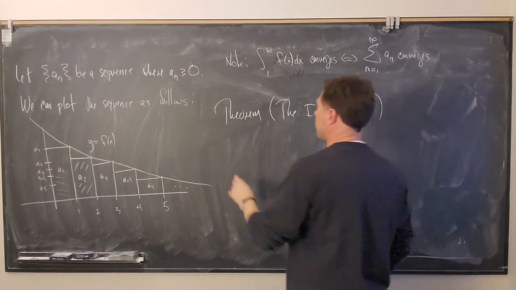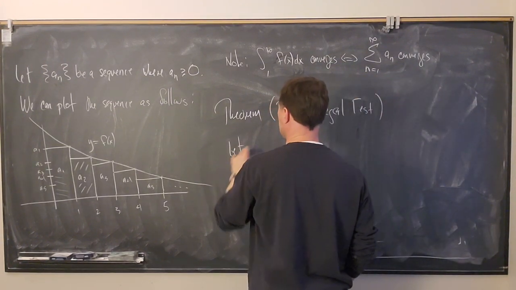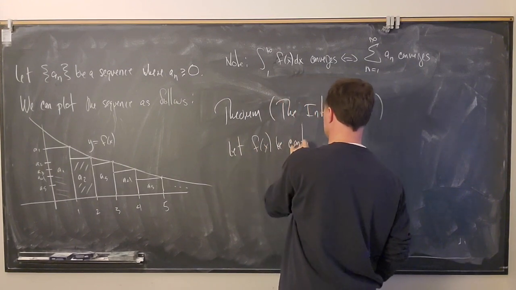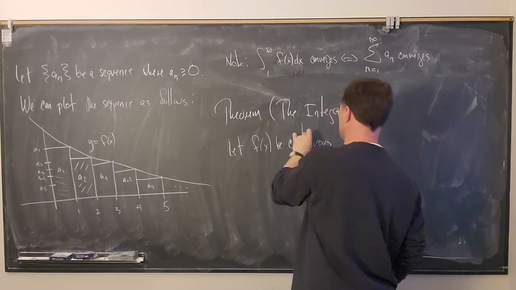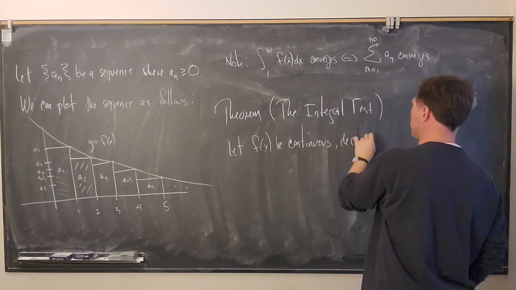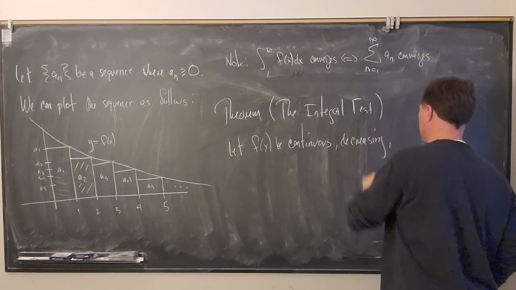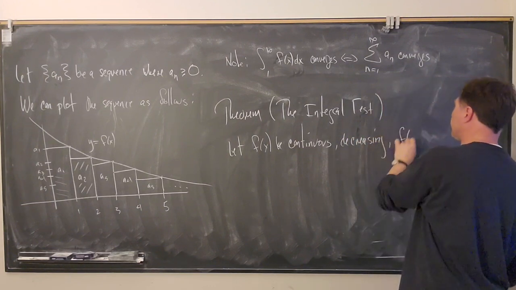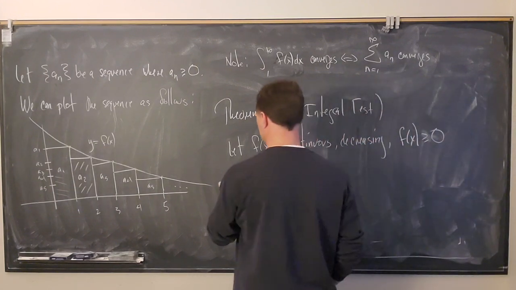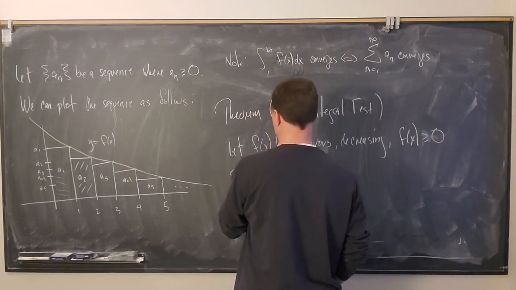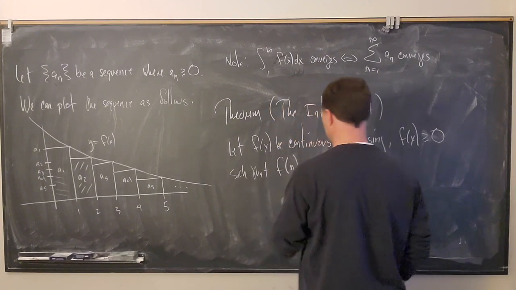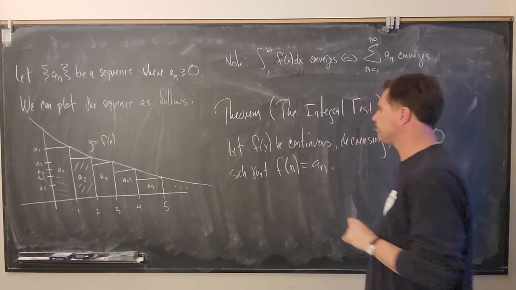And it goes like this. So let's let f of x be continuous, decreasing, greater than or equal to 0, such that f of n is equal to a sub n.